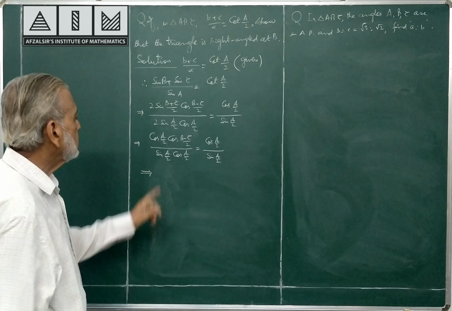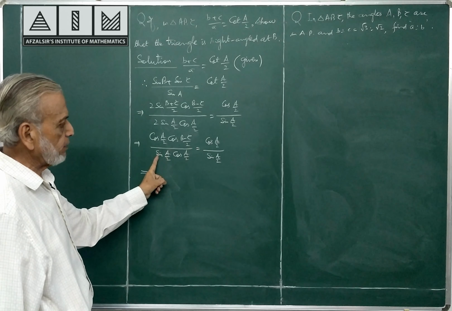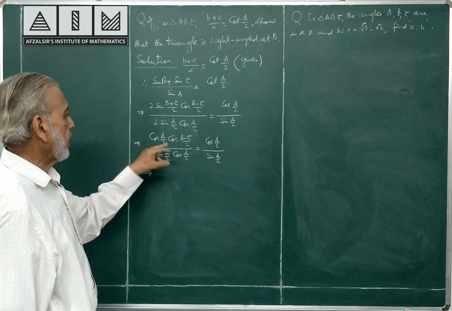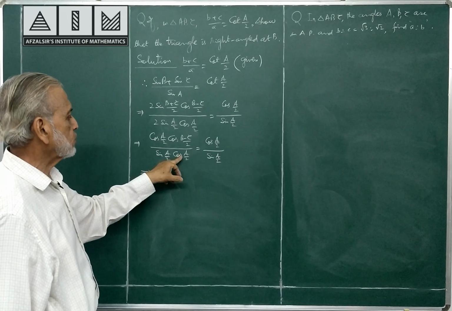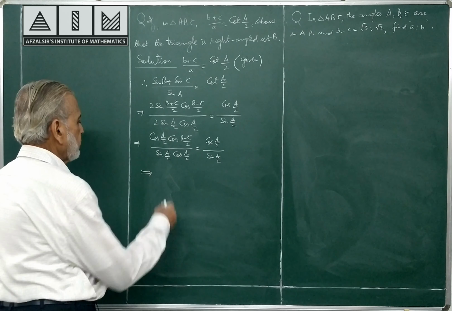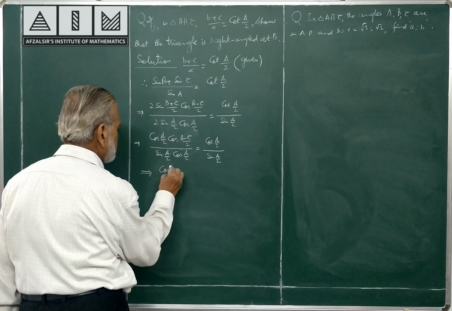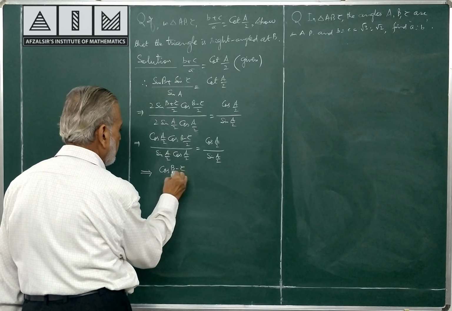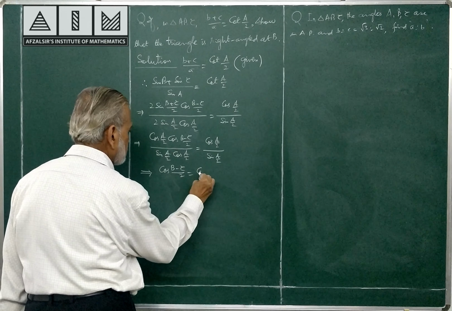Please see now, this sin A by 2 will cancel this sin A by 2 and cos A by 2 will cancel this cos A by 2. You are having only cos B minus C by 2 is equal to cos A by 2.